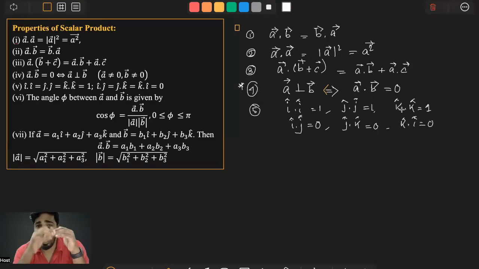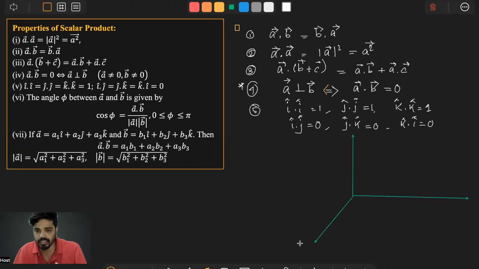What is the reason? What are I, J, K? I, J, K are unit vectors along the x-axis, y-axis, and z-axis. The x-axis and y-axis are perpendicular to each other, so the dot product is equal to 0. Getting my point? This is the x-axis, this is the y-axis, and this is the z-axis. I is the unit vector along the x-axis, J is the unit vector along the y-axis, and K is the unit vector along the z-axis.